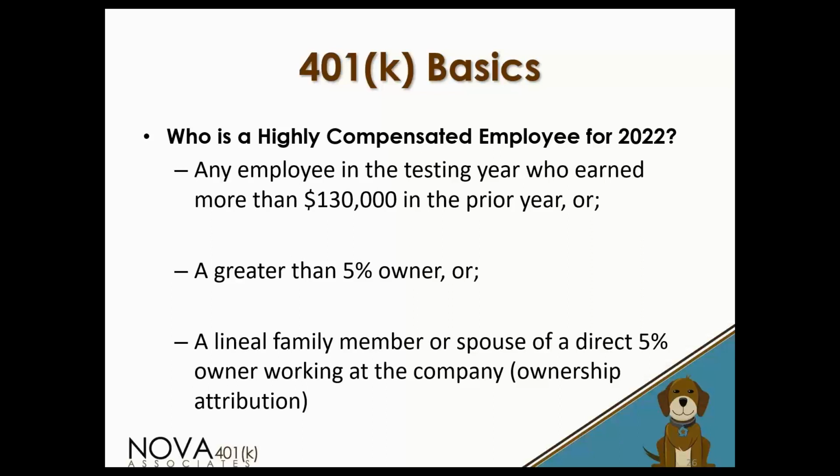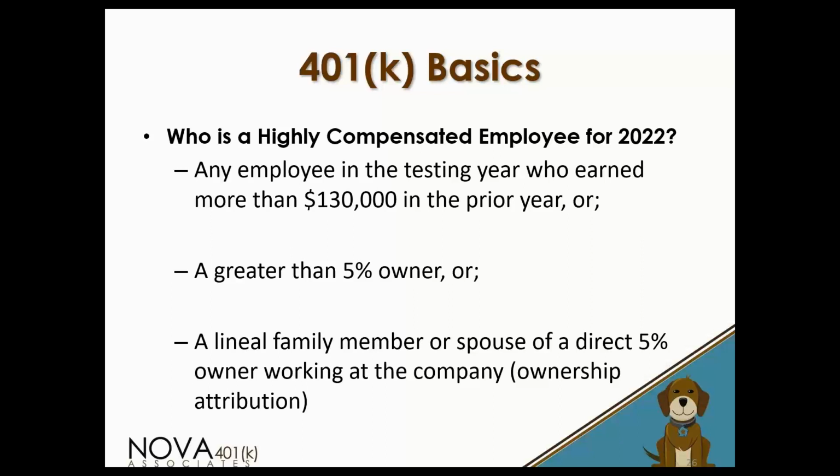So who is a highly compensated employee? For 2022, any employee in the testing year that earned more than $130,000 in the prior year, which would mean in 2021, is a highly compensated employee for 2022. So you always look back to what was earned in the prior year. For 2022, we're looking at 2021, anyone that made at least $130,000. Since we're getting close to the end of this year, I also think it's important to share with you that for 2023, we'll look at 2022's compensation, and anyone who earned at least $135,000 in 2022 will be considered a highly compensated employee for 2023.